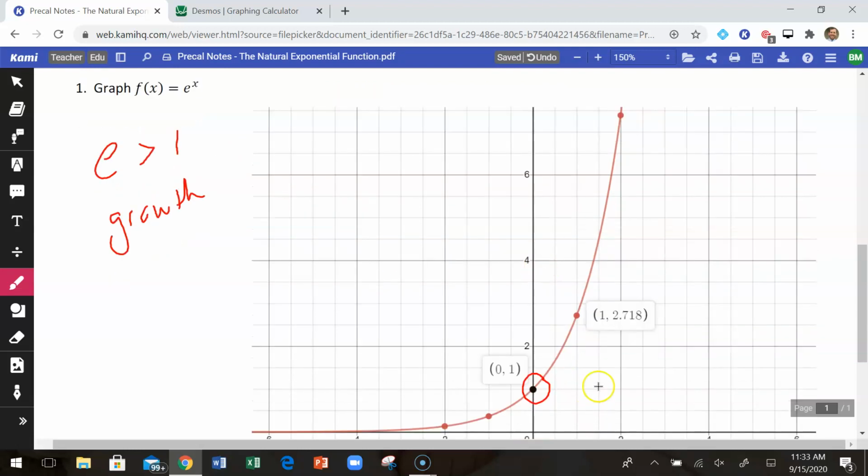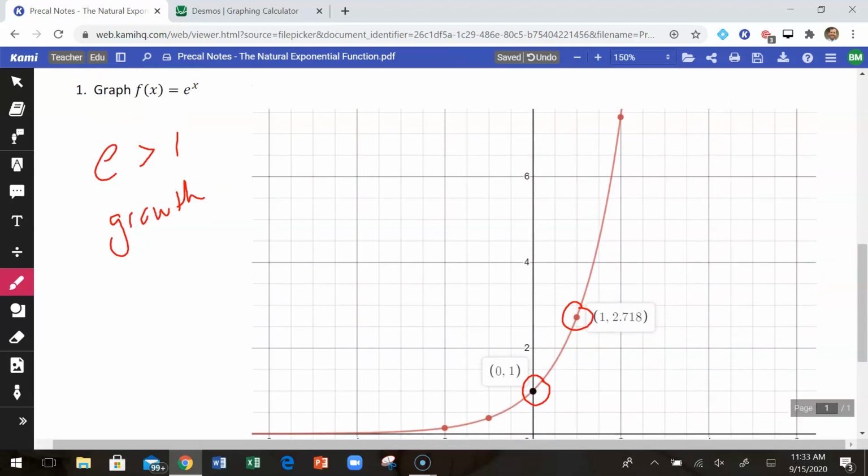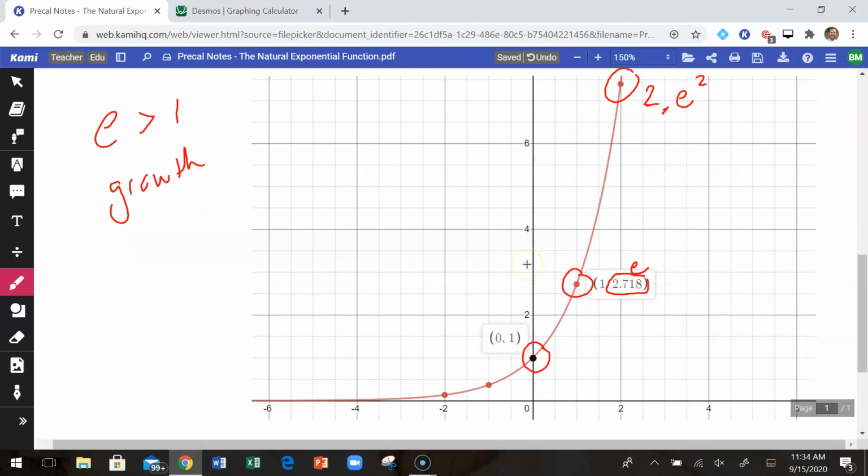And then I also highlighted this point here, which is at (1, 2.718), which is e, right? So that would be (1, e). This point here would be (2, e squared), which would be somewhere close to 9, because 2.7 is close to 3. So if I square that, I'm going to get something close to 9, and so forth.